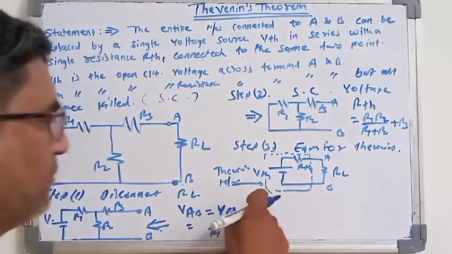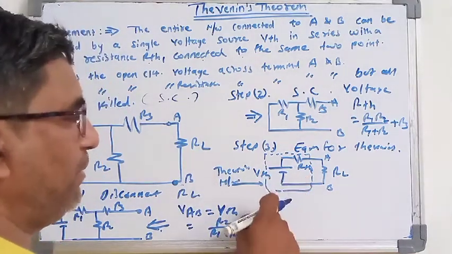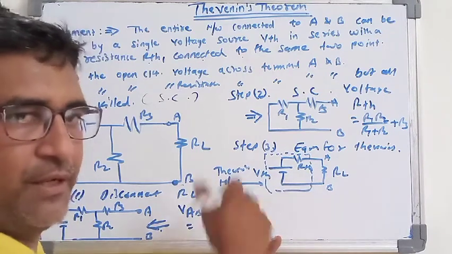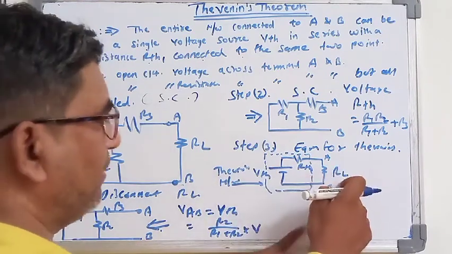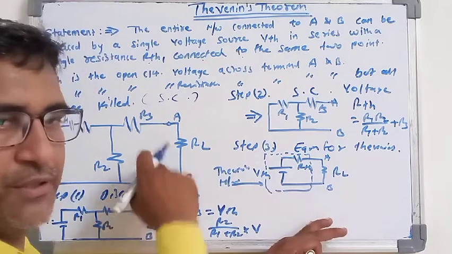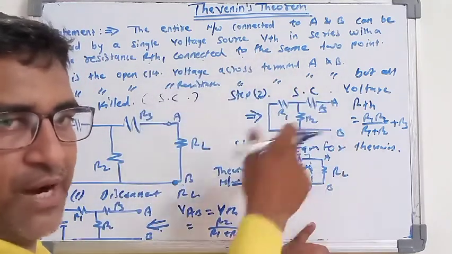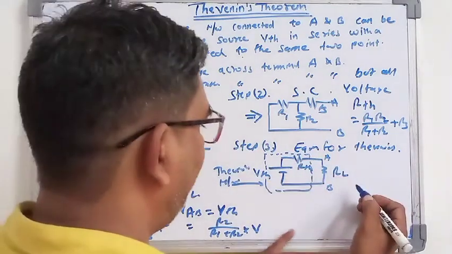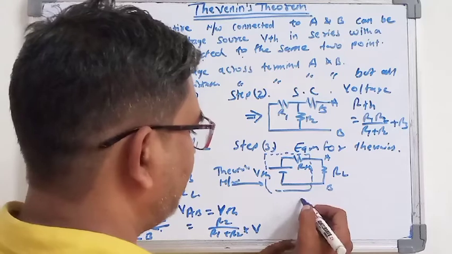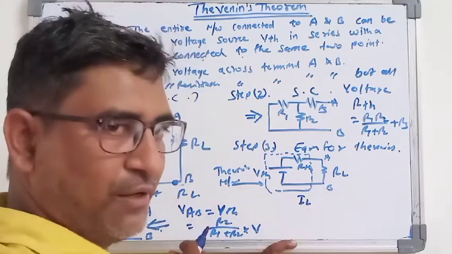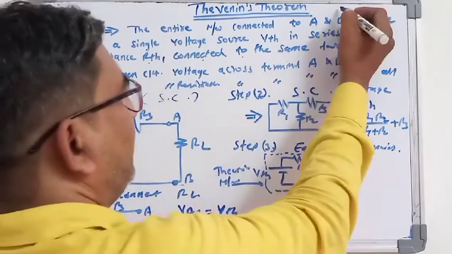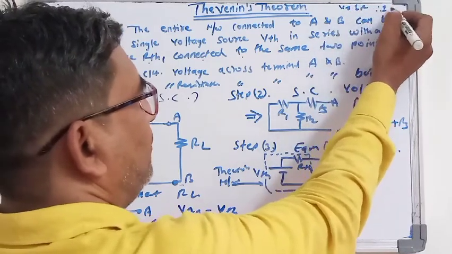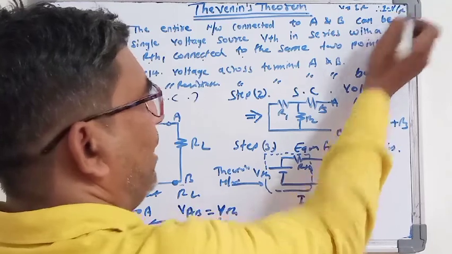Okay students, whatever we have found out up till now, VTH and RTH, is a Thevenin's network. It is the equivalent circuit. Previously we took out the load resistance, and now we have to connect the load resistance for finding the load voltage and the load current. First, the IL we have to find out. You have the formula V is equal to I into R. Therefore I is equal to V by R.